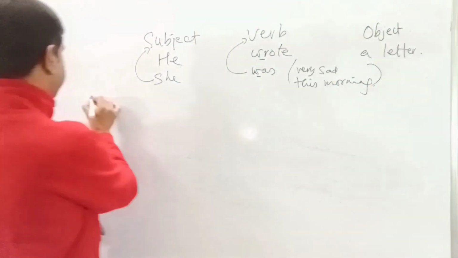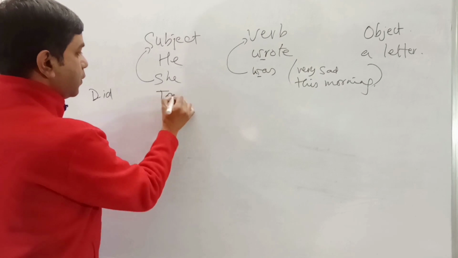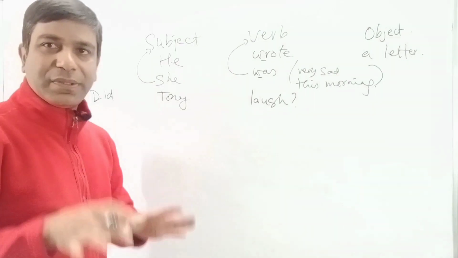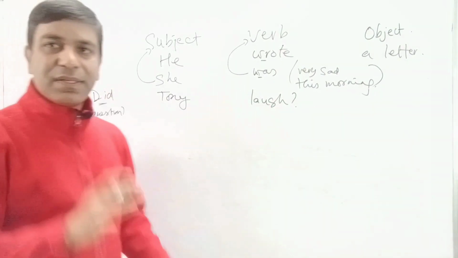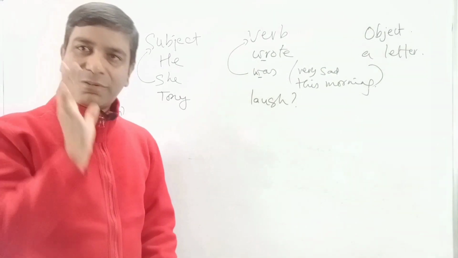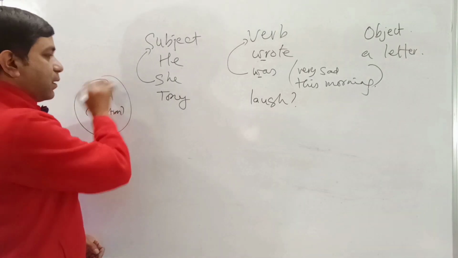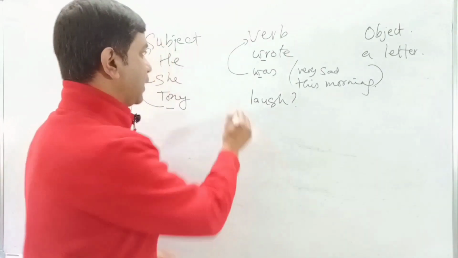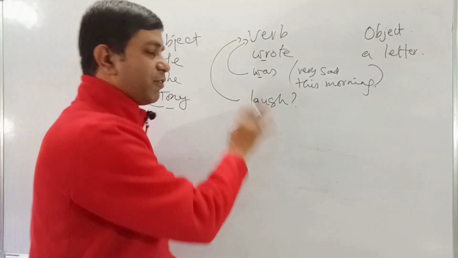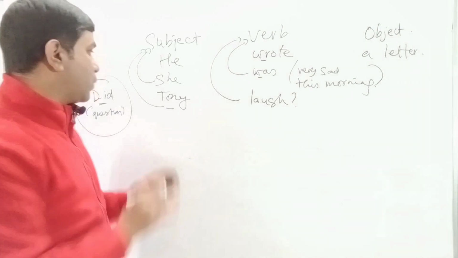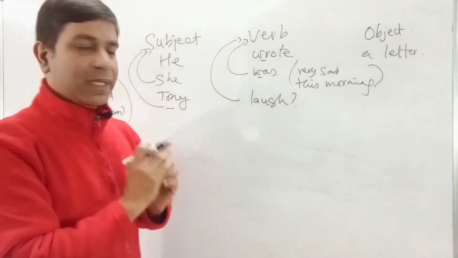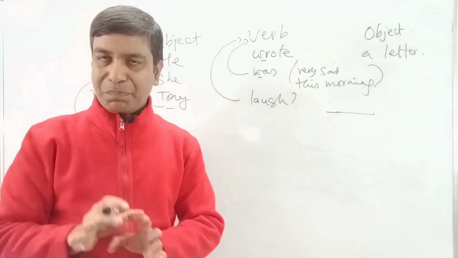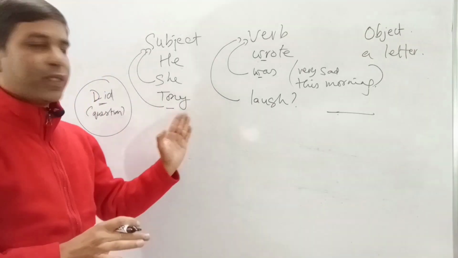Let's take another example. Did Tony laugh? It's a question. Did Tony laugh? Now, did is neither the subject nor the verb in this sentence. It is simply asking a question. And Tony is the subject. And what did Tony do? He laughed. So laugh is the verb. So in this sentence, we see subject and a verb only, and we do not have any object. Object is nil. Still then, the sentence is complete. Tony laughed, or did Tony laugh?